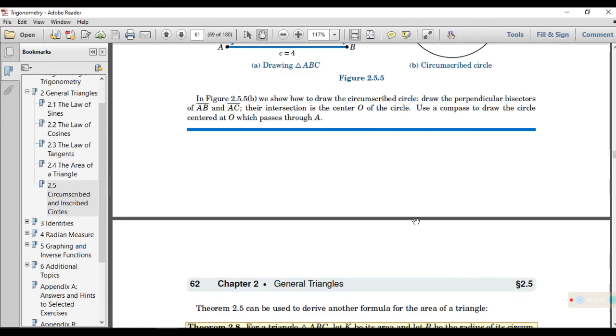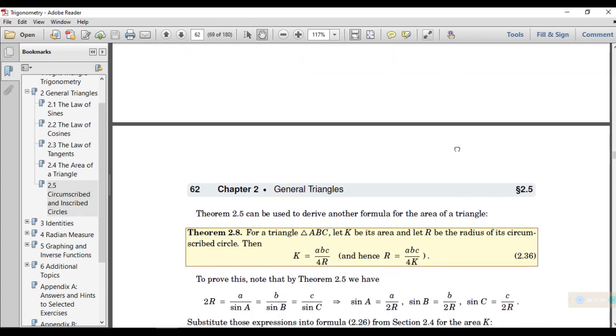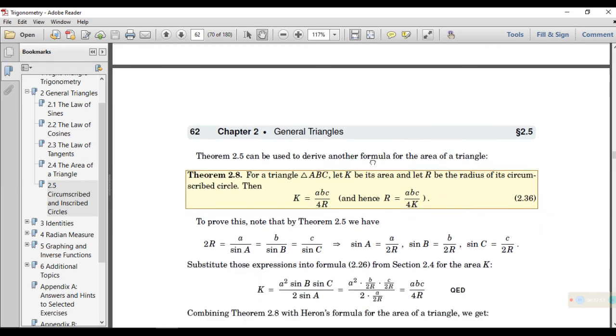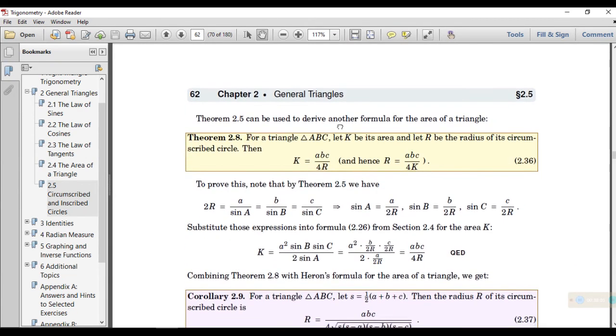I think masyado na mahaba yung discussion natin. Pero kinakaya pa naman nung laptop ko, so mag-take advantage na tayo. Discuss na rin natin si Theorem 2.8.